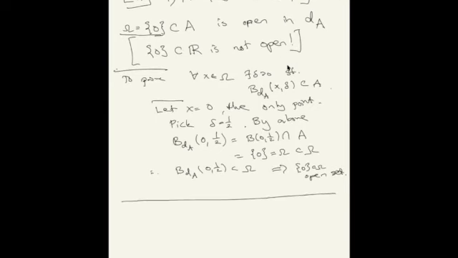Now, using similar reasoning, one could show that also [1, 2], if we define another set omega 2, is an open set in A. Similar.